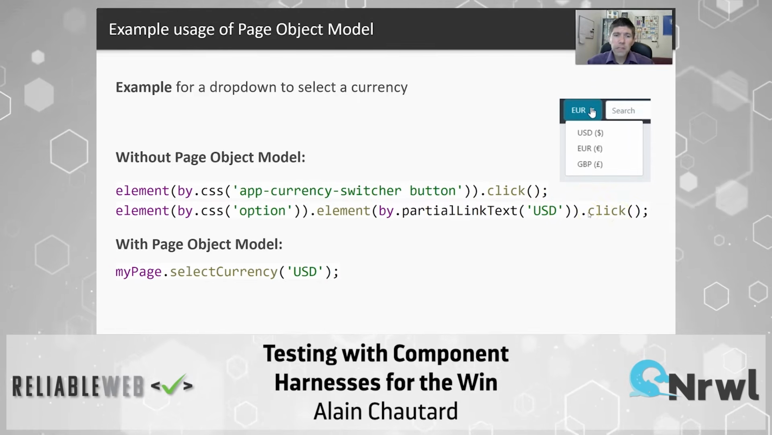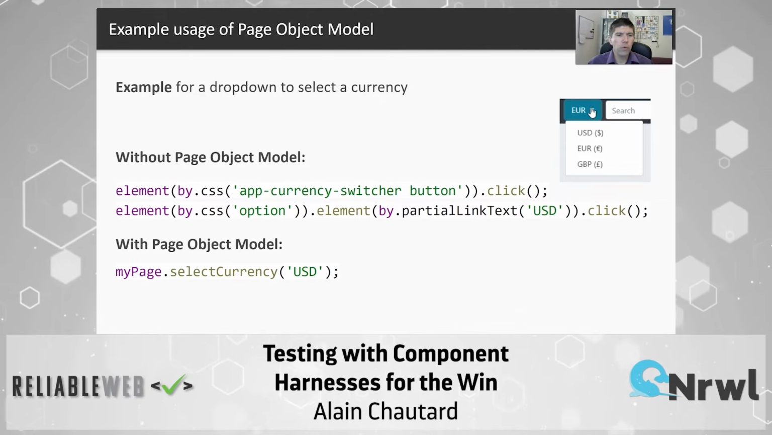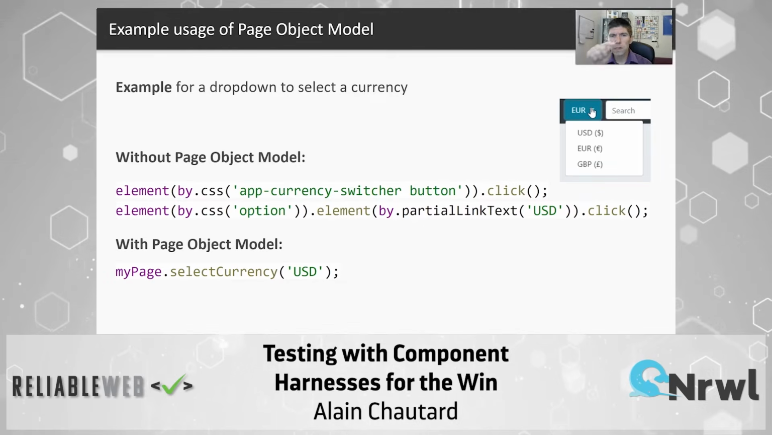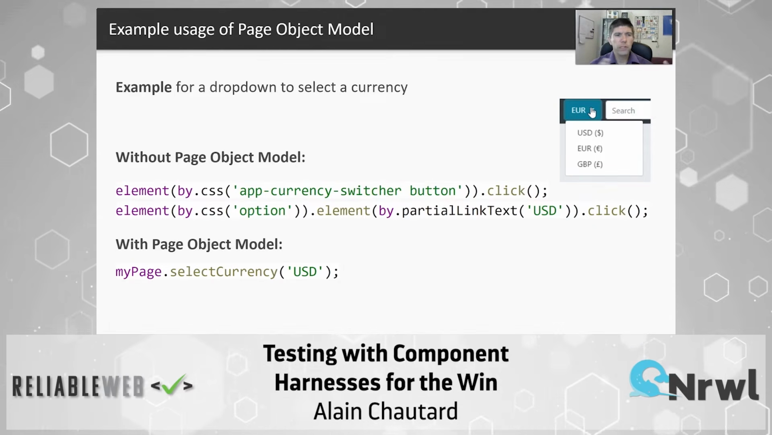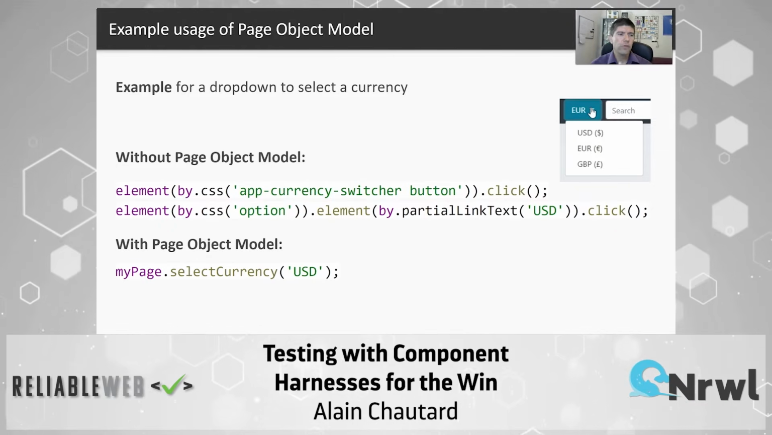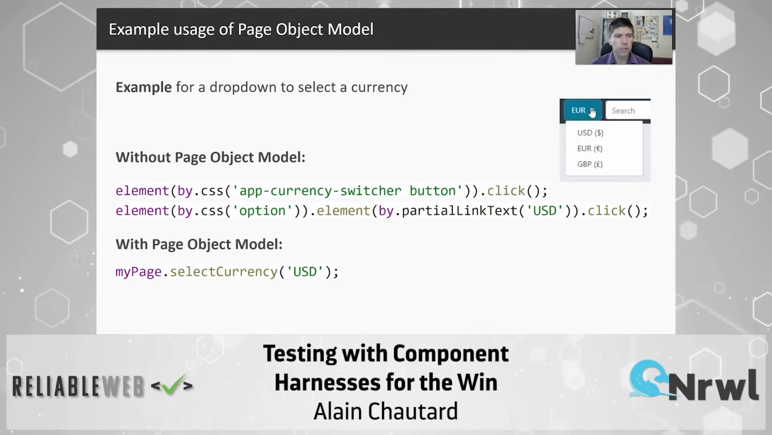So this is readable, kind of, but the thing is you have to be aware of the DOM structure, right? You have to know that this specific element on the page is an app currency switcher component and that it has a button on it. And then you have to know that all of these different options are actual HTML options.